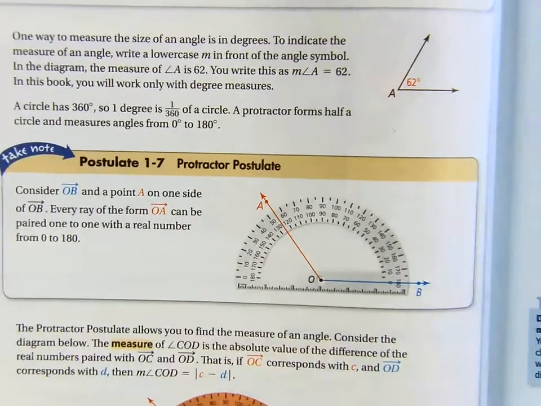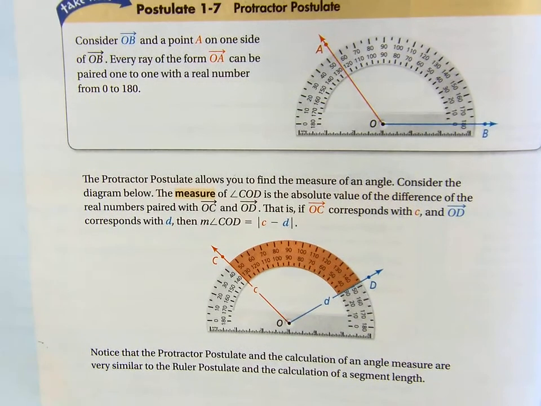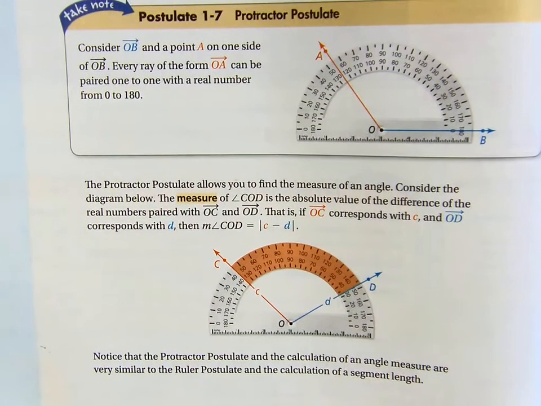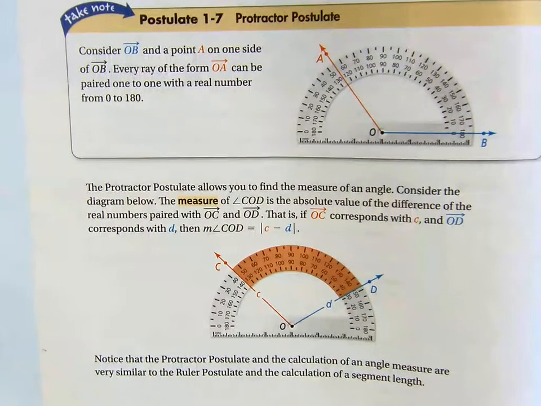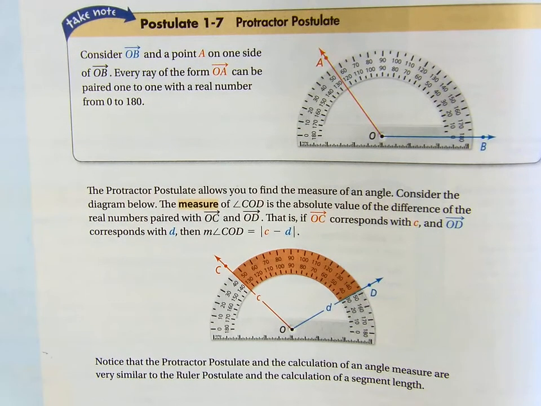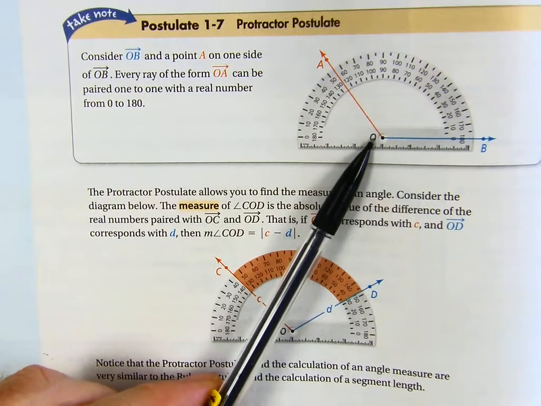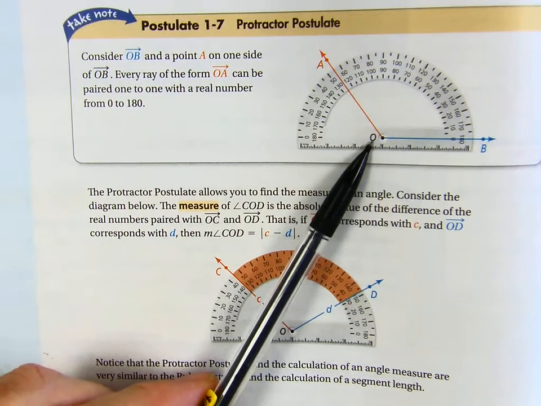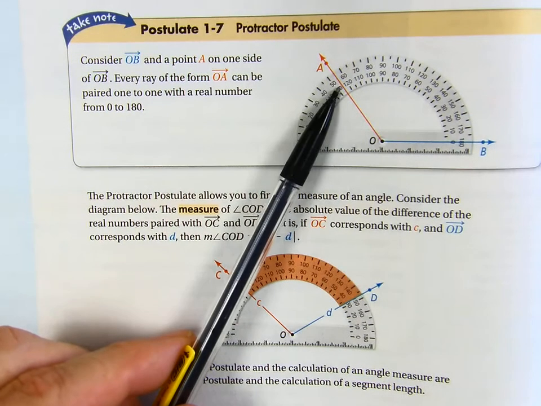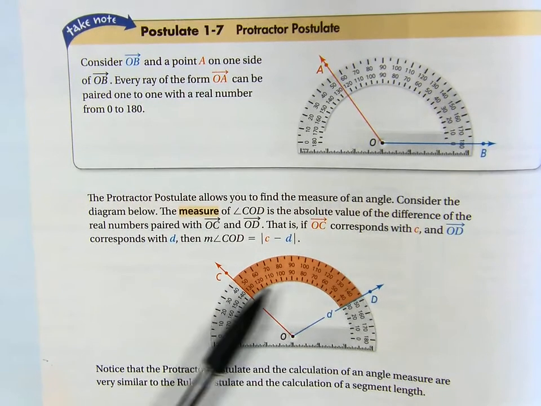See down here at the bottom, it tells us the protractor postulate allows you to find the measure of an angle. Consider the diagram below. The measure of angle COD is the absolute value, just like with the ruler postulate. It was the absolute value of the difference of the coordinates. This is going to be the absolute value of the difference of the coordinates of the two sides of the angle. Now, most of the time when we're measuring an angle, we like to put the little viewfinder on the vertex, on the corner point. We like to put one ray at 0. That way we can just read that number because there's nothing to subtract from it. But we could actually find the measure of the angle in this way too.